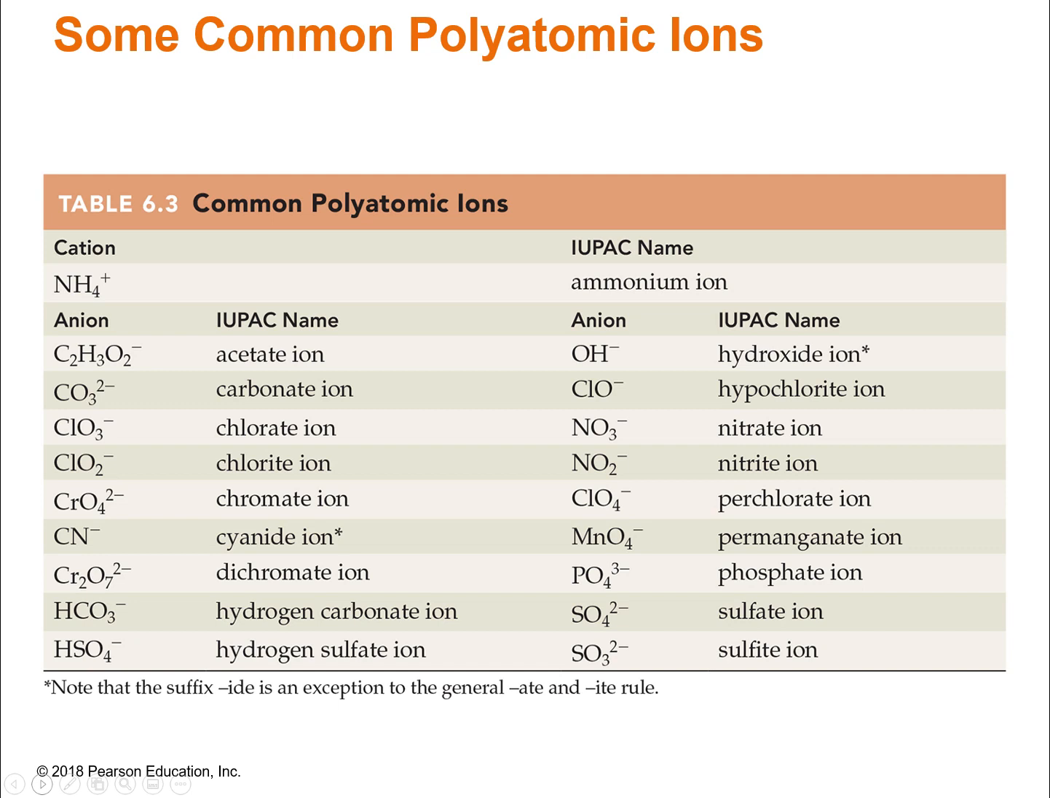This is a chart that has all of the common polyatomic ions. I want to draw your attention to the very first one in the table. That's ammonium. It's positively charged, so that makes this a cation. It's the only one in the table. You may see that in your homework or in an assignment that I give you. But it's still the same thing. You just write ammonium. Okay. Everything else, they're anions. And there's 2 columns of them.